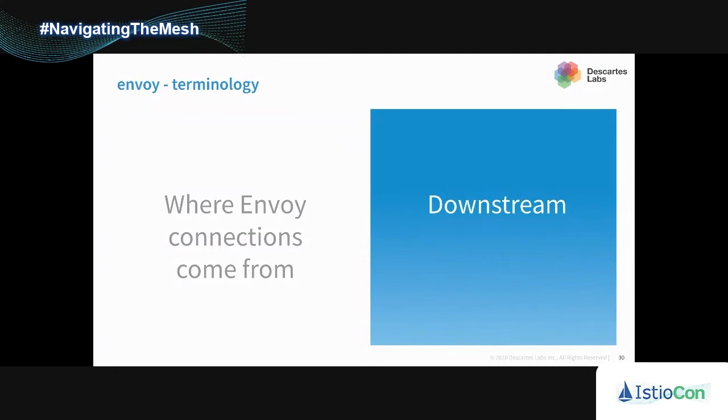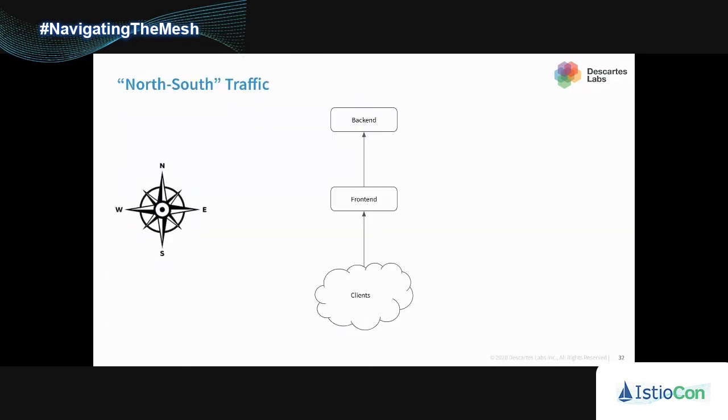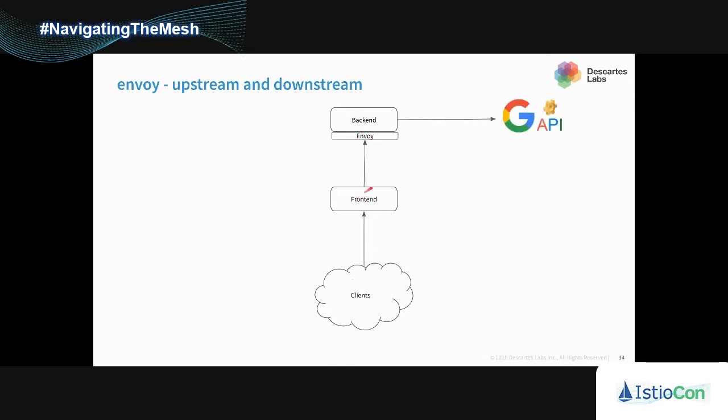In Envoy land, downstream means where connections come from, and upstream means where connections go to. So this is like clients and backend services. I had a really hard time getting these words to stick in my head when I first started. I find drawing your network diagram this way helps orient those words. If you think about north-south traffic, from this proxy's perspective, here's a front-end app with a sidecar. The clients are downstream and the backend is upstream. And then from this proxy's perspective, the front end is downstream and some other backend service is upstream.